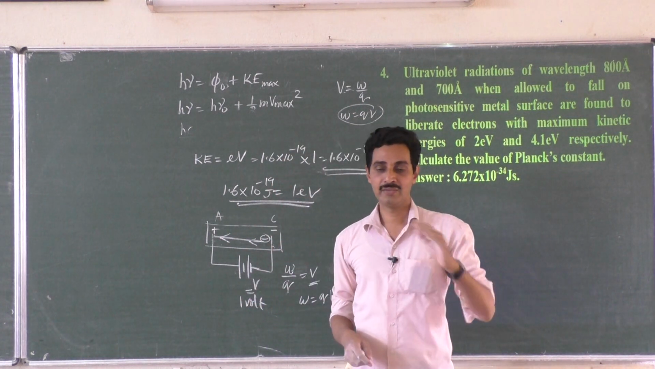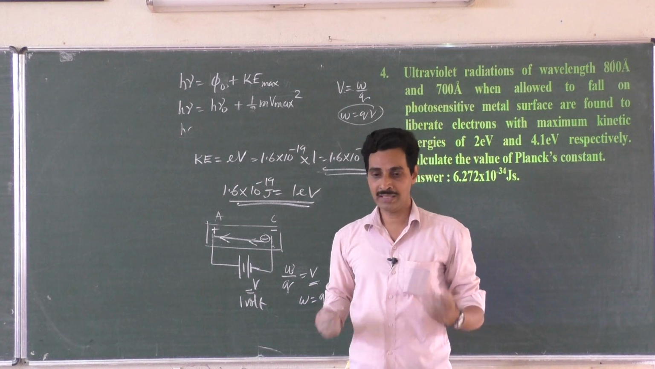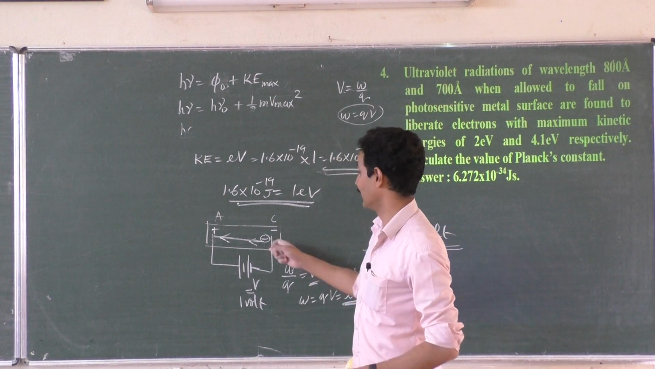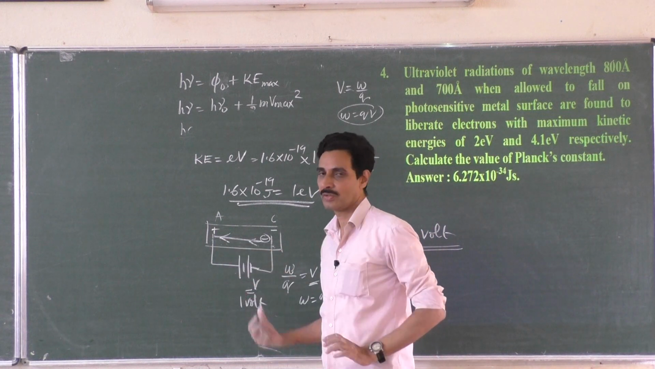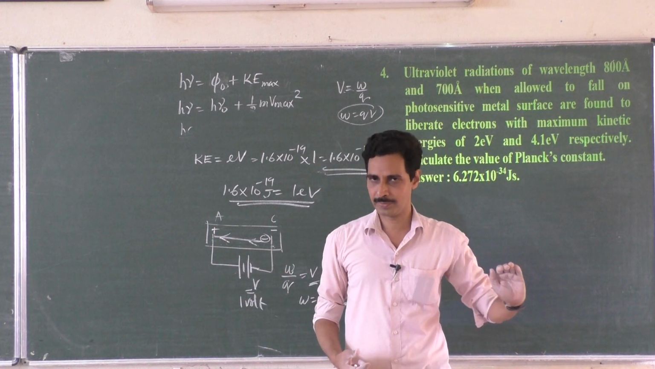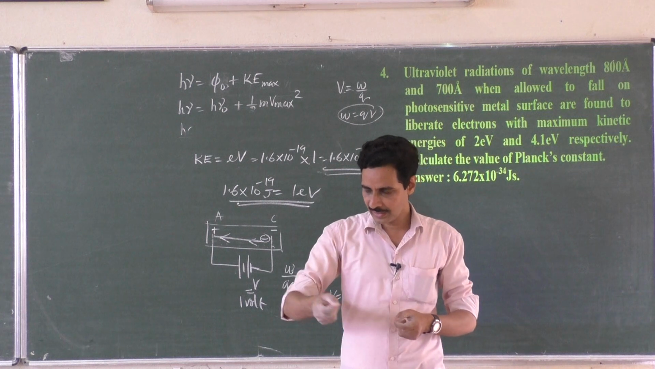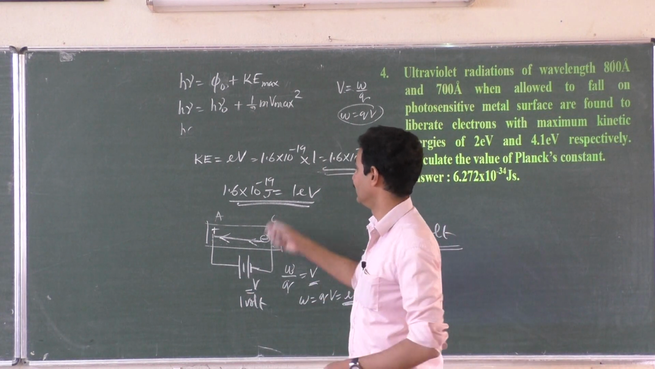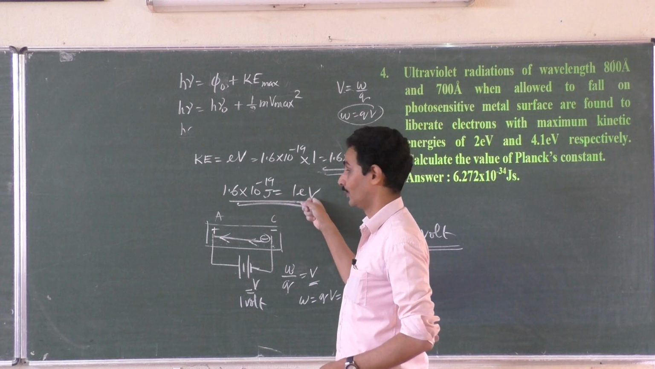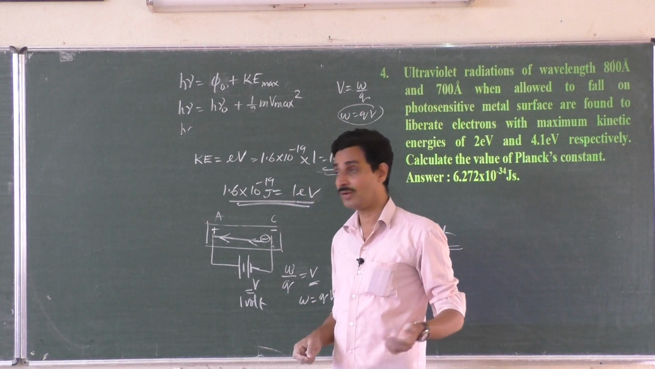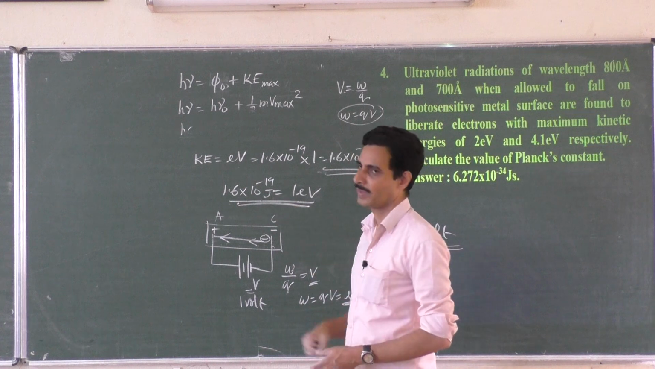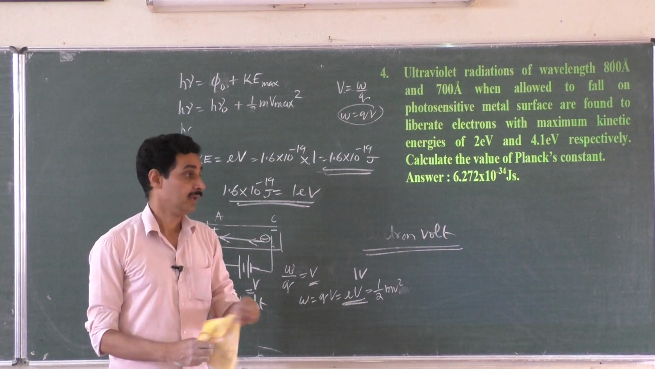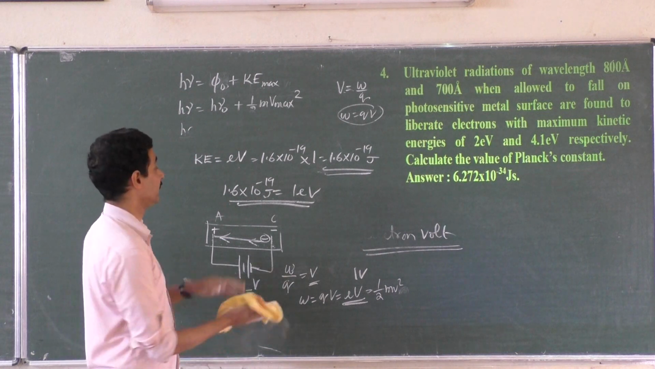So you can define 1 electron volt like this. 1 electron volt is the energy gained by an electron when it is accelerated through a potential difference of 1 volt. The sentence should be very proper. When you accelerate an electron through a potential difference of 1 volt, how much energy does it gain? That energy is 1 electron volt. How much is 1 electron volt in joules? 1.6 into 10 to the power minus 19 joules. So this is what I need. Don't memorize it by heart. Simply remember it like this.